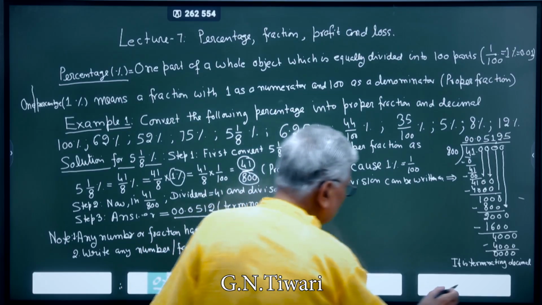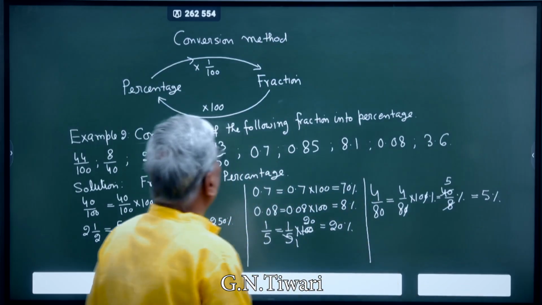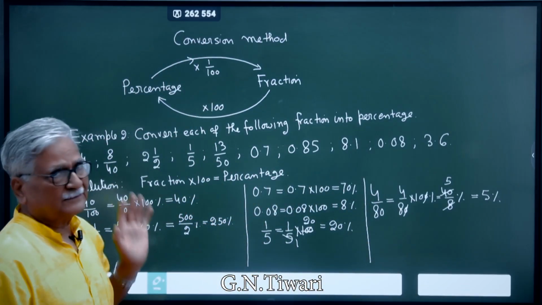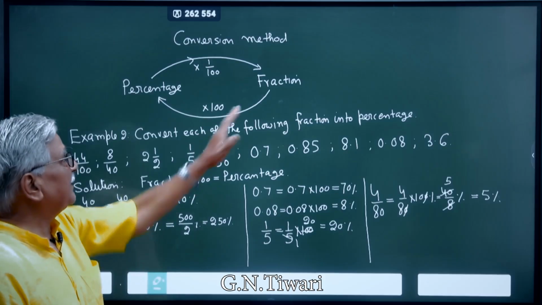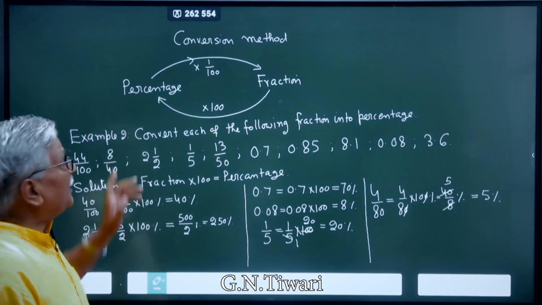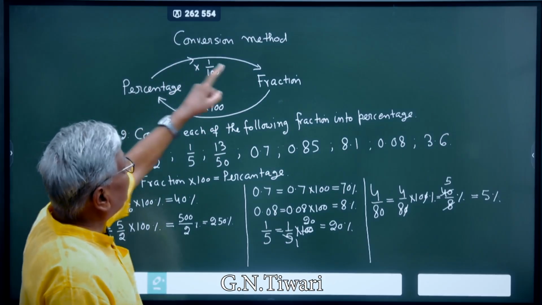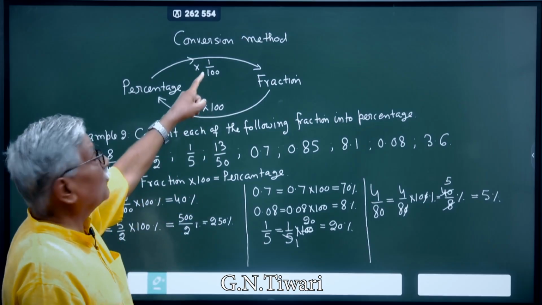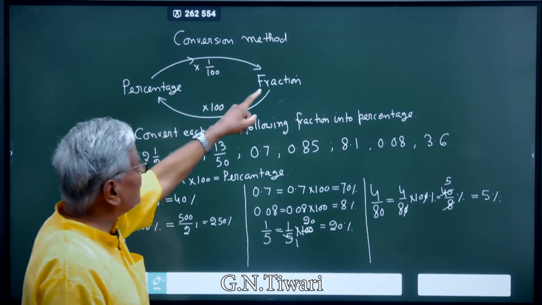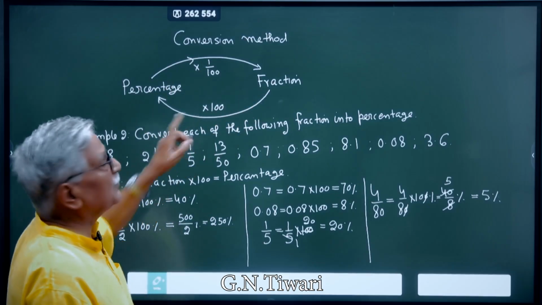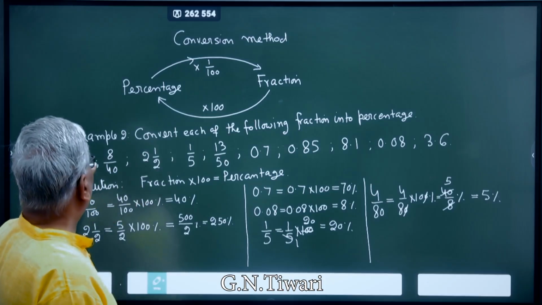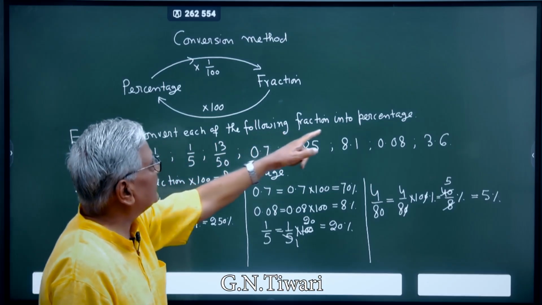Now let us go to the second part. Here is a conversion factor. Fraction I have already defined, percentage I have already defined. If you want to convert percentage into fraction, you have to multiply it by 1 by 100. But if you want to go from fraction to percentage, you have to multiply by 100. Just see that. Convert each of the following fractions into percentage.